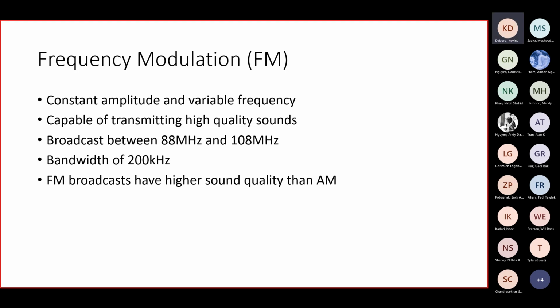It's capable of transmitting high quality sounds. It's broadcast between 88 megahertz and 108 megahertz. It's got a bandwidth of 200 kilohertz, a lot larger than amplitude modulation. So FM broadcasts do have a higher sound quality than AM. Okay.